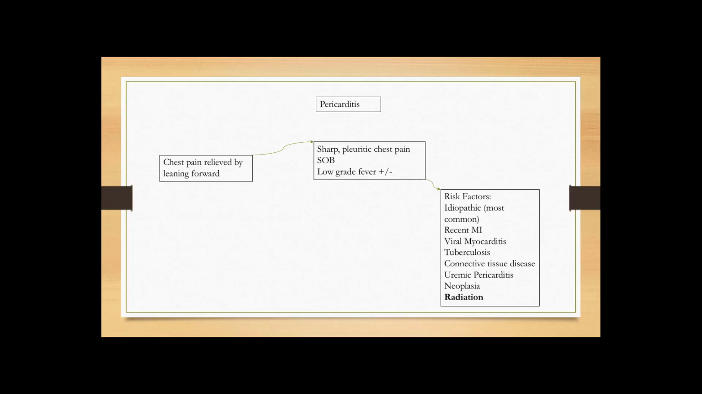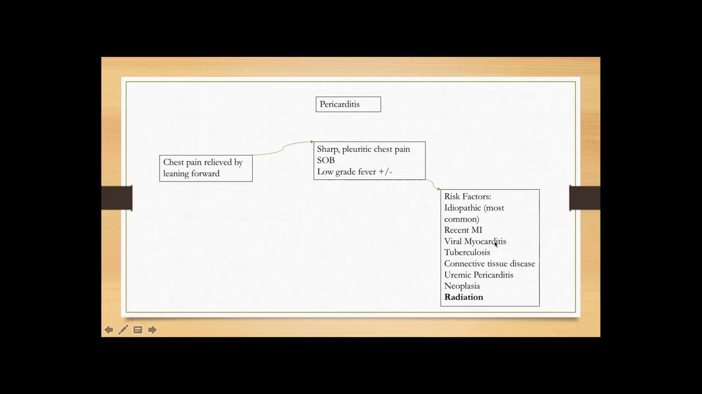Additional risk factors are going to be, of course, your viral myocarditis. We just talked about it. It can cause pericarditis. Tuberculosis can cause it too. Then connective tissue diseases, uremia as a complication can cause uremic pericarditis, and neoplasia or any malignancies can also cause pericarditis. Then radiation treatment due to chemotherapy or for any cancer treatment will also put a patient at risk for pericarditis and ultimately pericardial effusion.